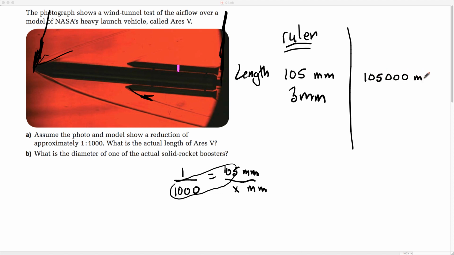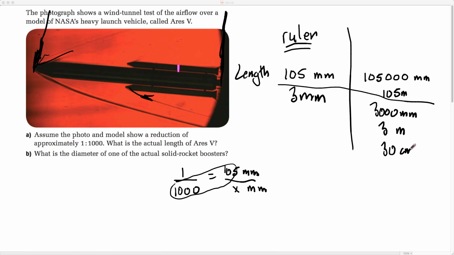And that's in millimeters, which is not really an appropriate length. I would probably change that to meters. There are 1,000 millimeters in 1 meter, so it's 105 meters long. Now the second part: if you multiply 3 by 1,000, it's going to be 3,000 millimeters, and it's your choice. That could either be 3 meters or 300 centimeters.